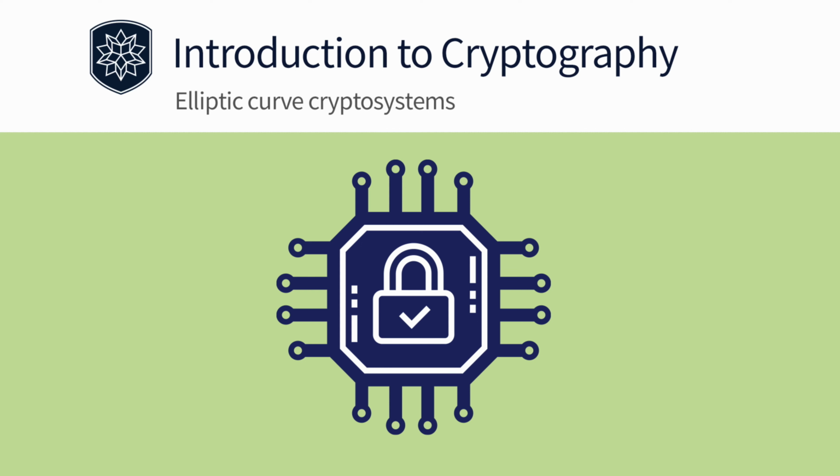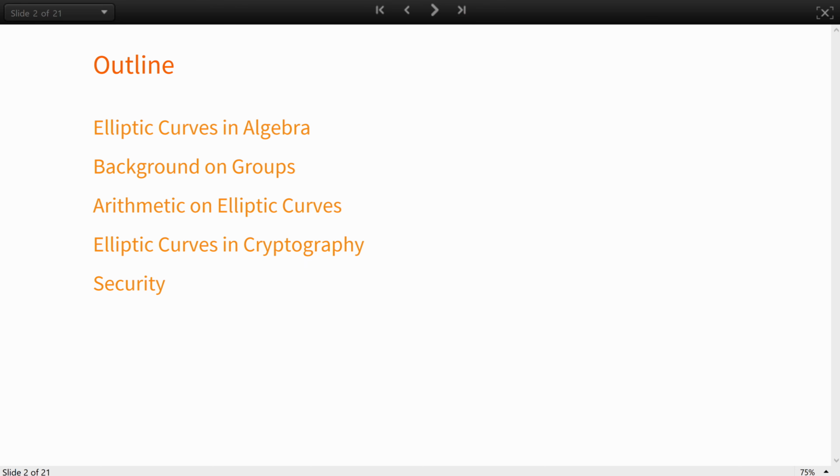Hello everyone! In this lesson, you will learn about another important class of asymmetric cryptography algorithms, the elliptic curve cryptosystems. This lesson will define elliptic curves in abstract algebra, give mathematical background on groups, introduce the arithmetic laws on elliptic curves, and describe their use in cryptography and security.